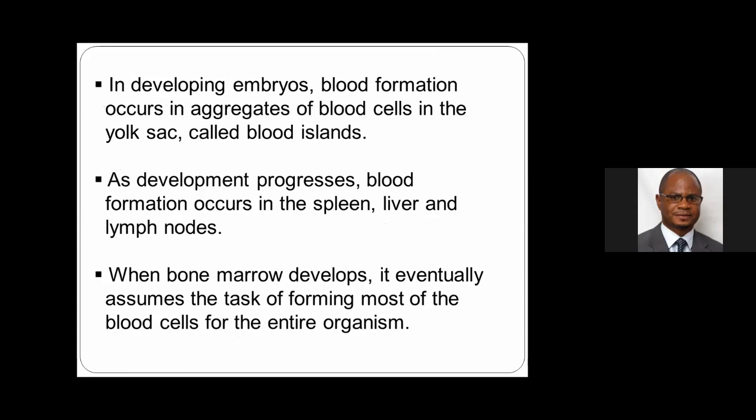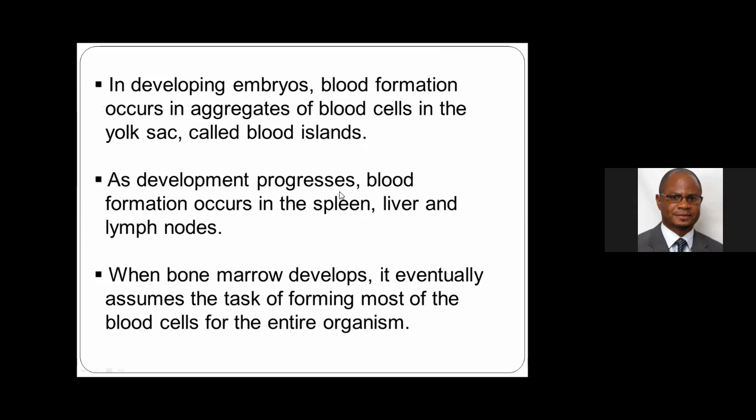In the developing embryo, the young embryo in the body, blood formation occurs in aggregates of blood cells in the place called the yolk sac. So in the embryo, blood development begins from the yolk sac. Later, we'll talk about the fact that in the adults, the blood development is in the bone marrow. But in the embryo that hasn't got bones yet, the blood development begins in the yolk sac called blood islands.